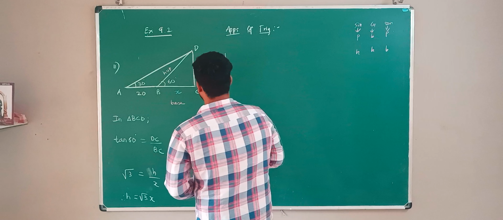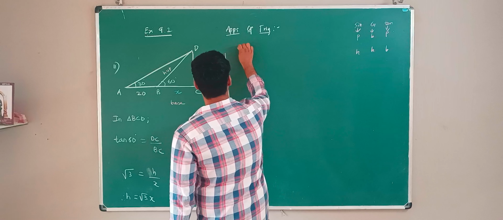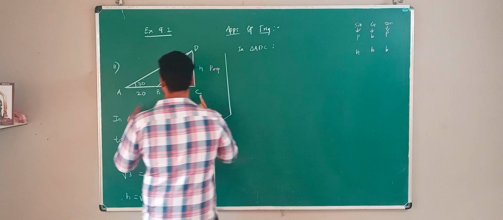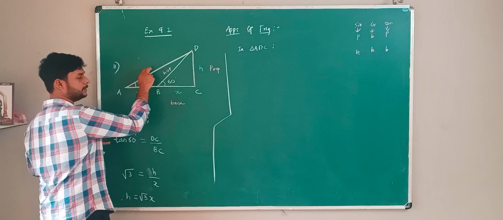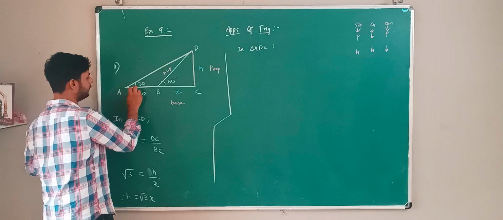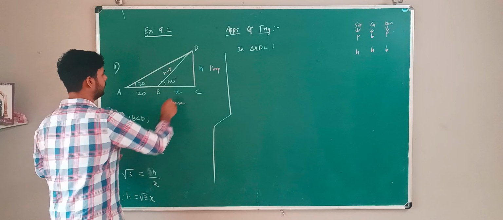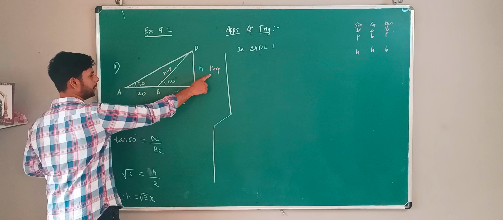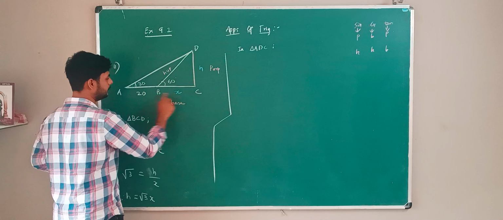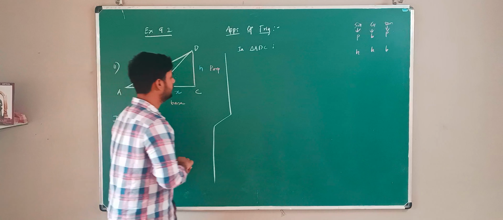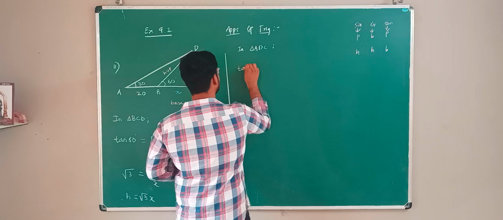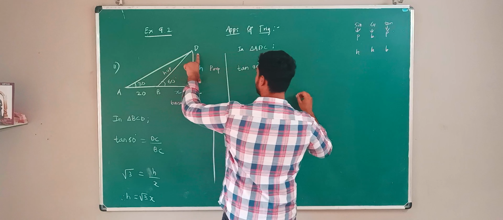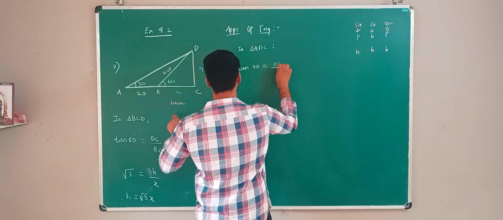In triangle ADC. Here also, I am concerned with only this and this, yes or no? Am I concerned with this? No. This is the angle it is making. Now see the whole triangle. If this is the angle, this is the perpendicular against it, and this full side is the base, correct? So tan 30 degrees is equal to the perpendicular DC by the base AC.